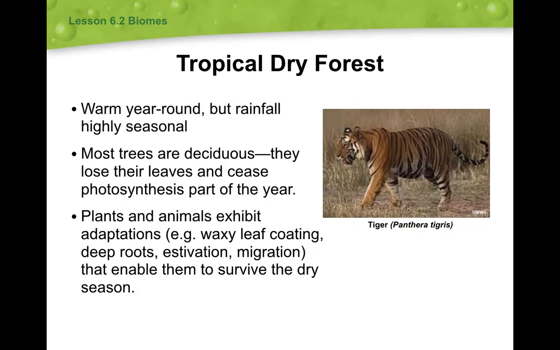From there, we would go to a tropical dry forest. The area is warm year-round, but rainfall is seasonal. The trees we would find here tend to be deciduous. Those are the ones that lose their leaves and cease photosynthesis during part of the year. Plants and animals here have adaptations to help conserve water during the dry seasons. They may have waxy leaf coatings, deep roots. Estivation is kind of like hibernation, except it's not for the winter. And many of them migrate in and out during the rainy seasons.